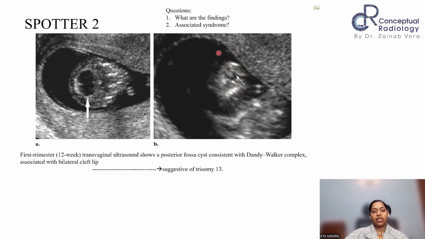Like at 20 weeks, you see very nice and beautiful lips. But at this point of time, you have soft tissue. The lower lip looks fine, but here you are having two defects. And even the bone is not visualized. So it's likely a complex.